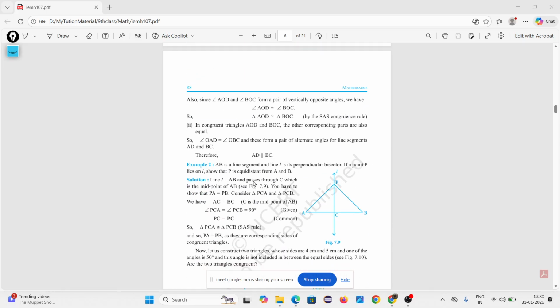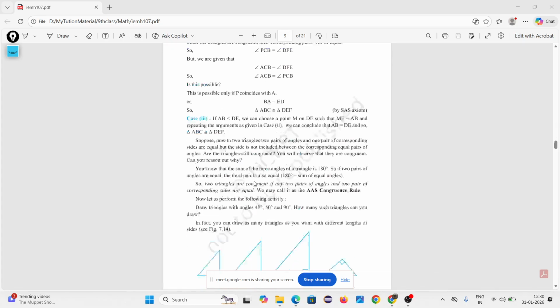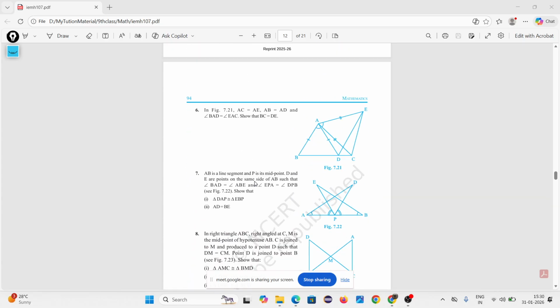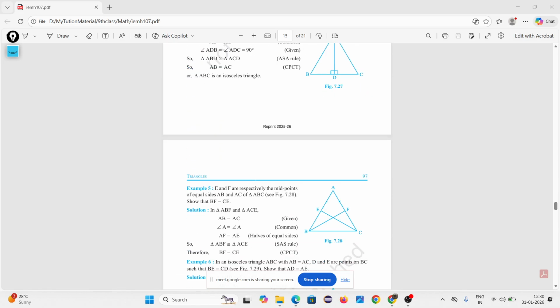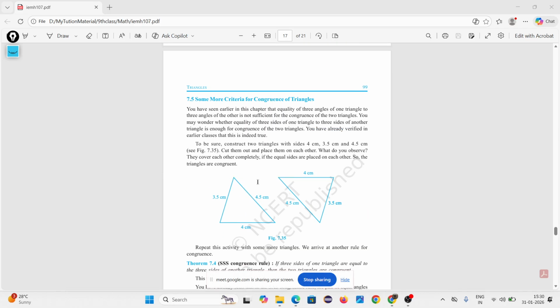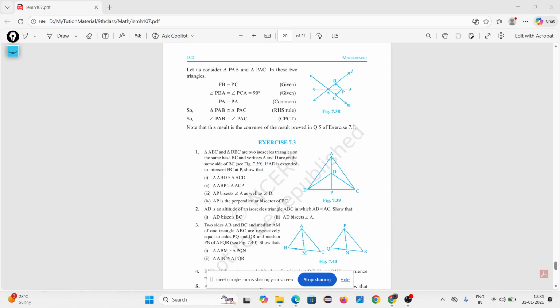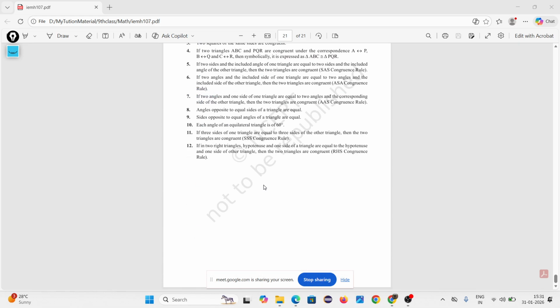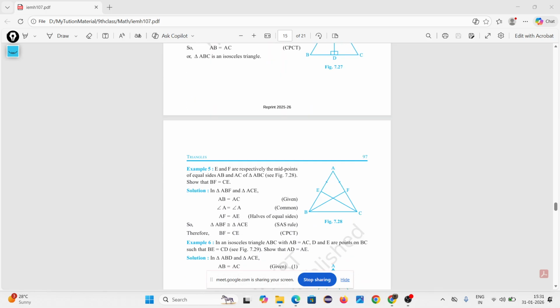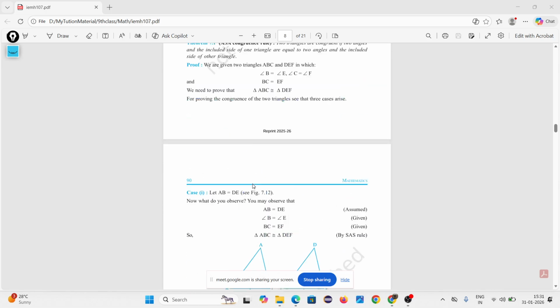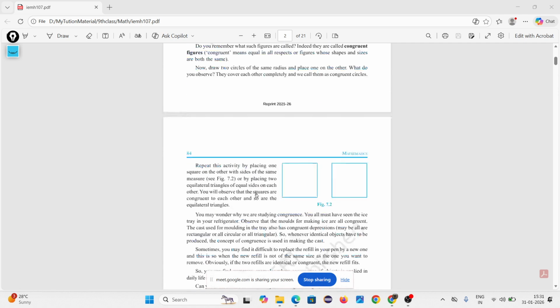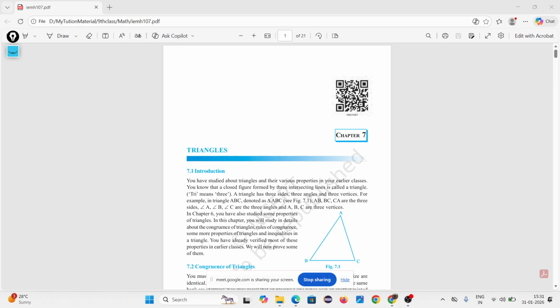I'm just checking how many exercises are there. 3 exercises are there. Exercise 7.2. Oh, just 3 to 4 questions. Exercise 7.3. 3 exercises. Okay. Then the next thing is, write down the question.